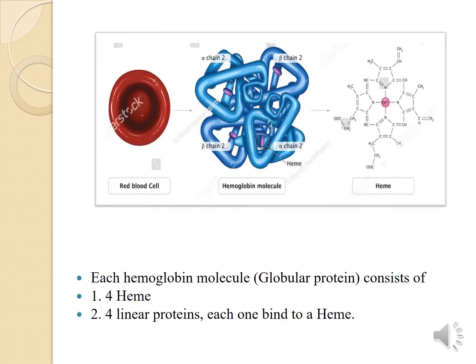And next, this picture depicts where this heme structure is formed. It is formed in the RBC, that is red blood cells. Next, it forms the 3D structure, that is the hemoglobin molecule, which consists of subunits, along with the heme, which is present in between the folded structure. Finally, the heme structure is obtained, and each hemoglobin molecule, which is a globular protein, consists of 4 heme, 4 linear protein chains, each one binding to a heme.